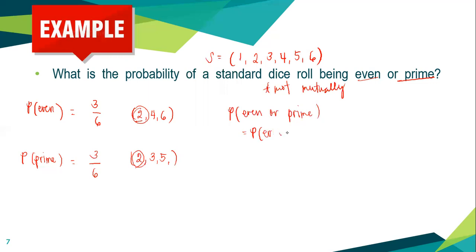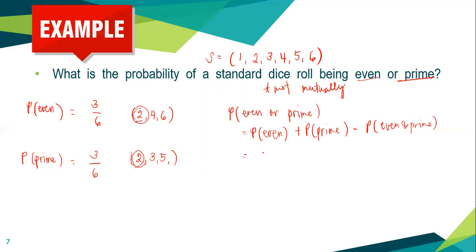So we have probability of even plus probability of prime minus probability of even and prime.